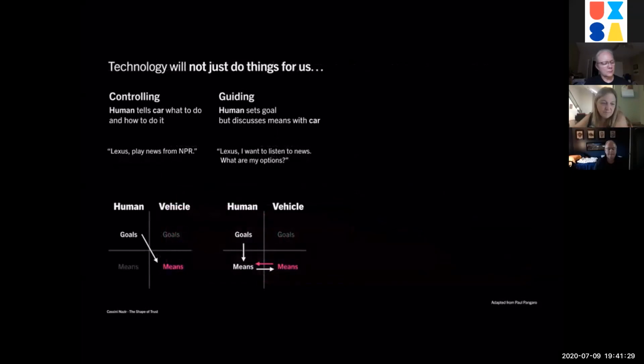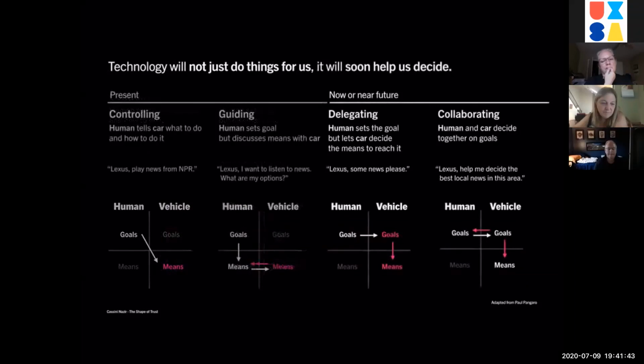But we're moving to where technology is not just going to do things for us, like controlling and guiding, where I decide on the goal, and here the vehicle may decide how. I may very well begin delegating or even collaborating with, in this case, my vehicle or technology. And this is my last act here, which requires us to maybe move towards some kind of action.